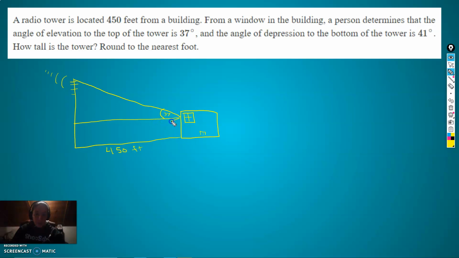So now they're looking down. Here's their line of sight to the bottom of the tower. They're looking down at an angle of 41 degrees. Okay, how tall is the tower?